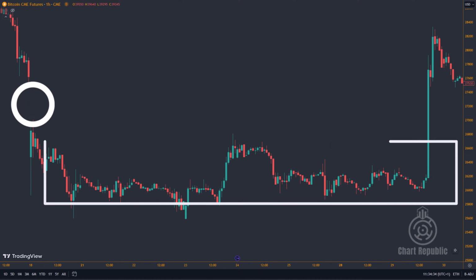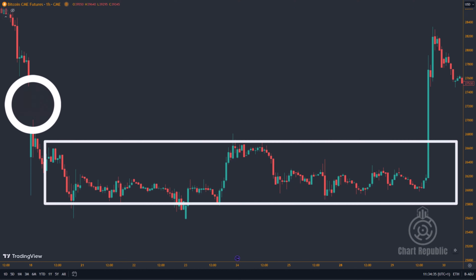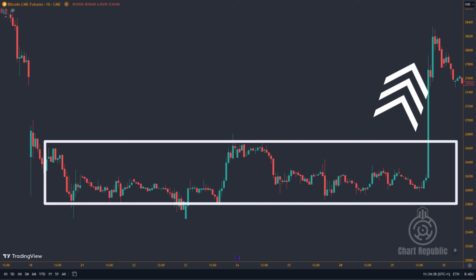Similarly, here we see the same occurrence caused by a substantial gap between Thursday and Friday. After a consolidation phase, the price swiftly moved toward the gap, marked by the formation of a sizable bullish candle.